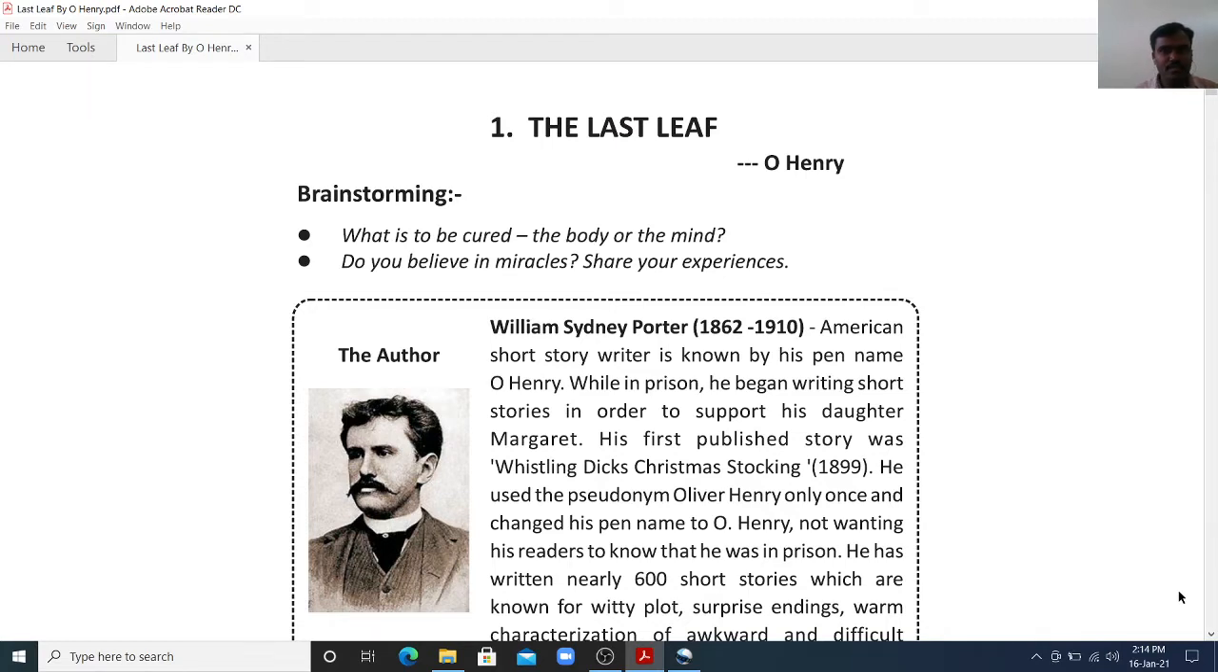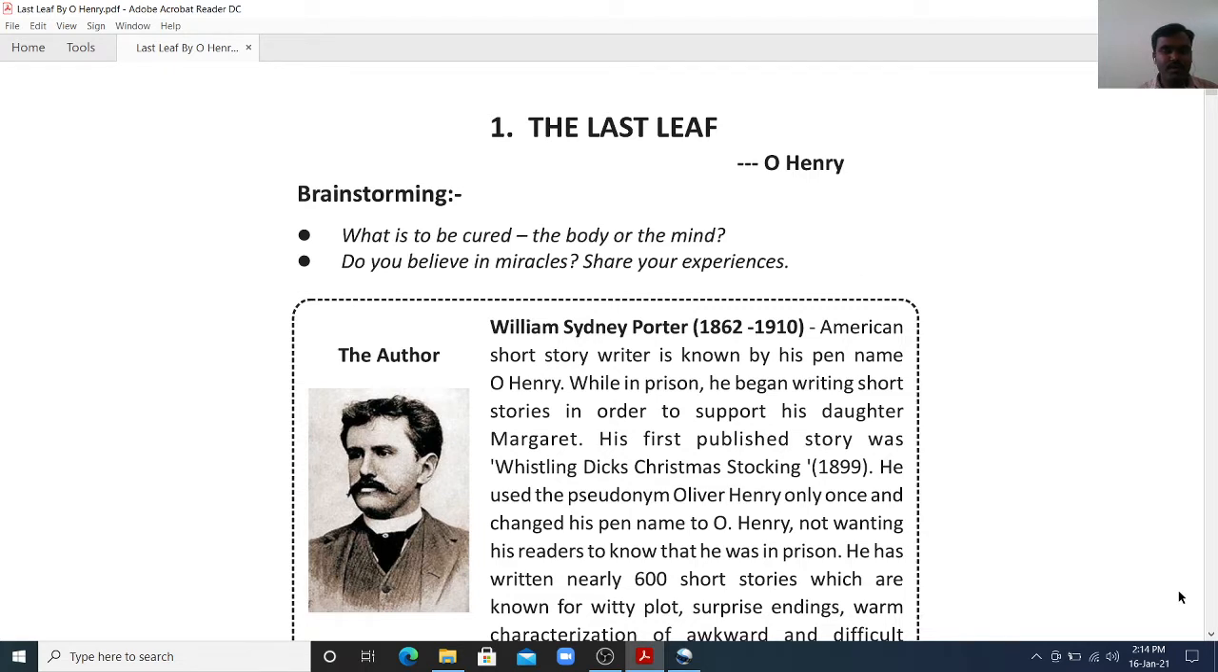In the last session, we were learning about the author and the introduction to the short story The Last Leaf. Today's class will continue with the actual story of The Last Leaf, which is written by O. Henry.